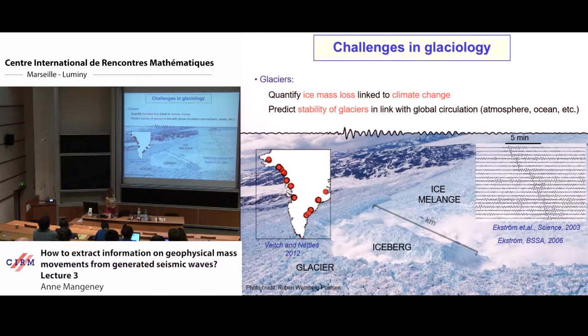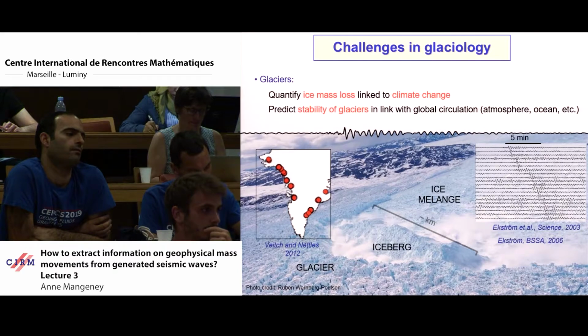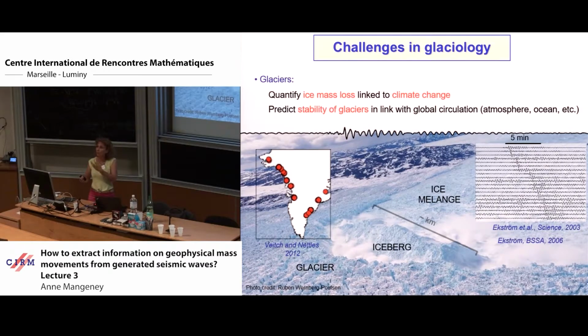So the main idea here is to quantify if there is an increase of ice mass loss linked to climatic change. We know that there is, but we don't really know if there is an increase of calving of icebergs or an increase of melting due to higher ocean temperature and so on. So we want to quantify this ice mass loss and also predict the stability of glaciers, because if you start to have a lot of icebergs, then you may destabilize the glacier.